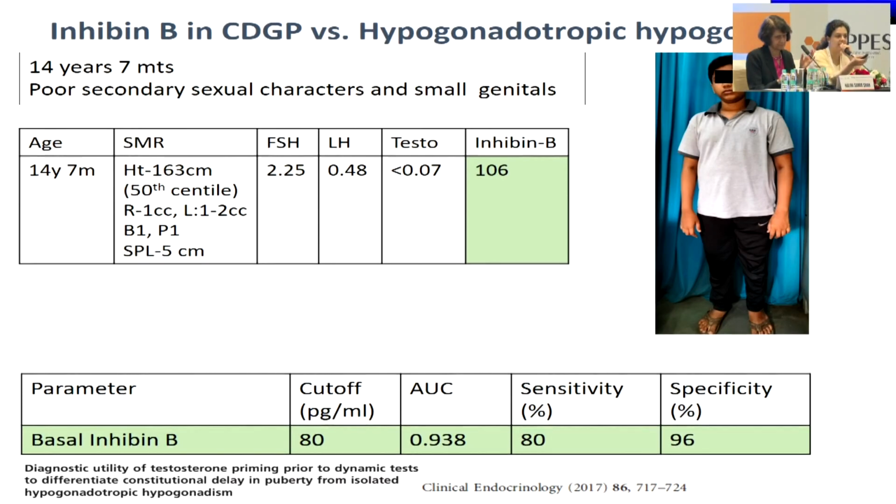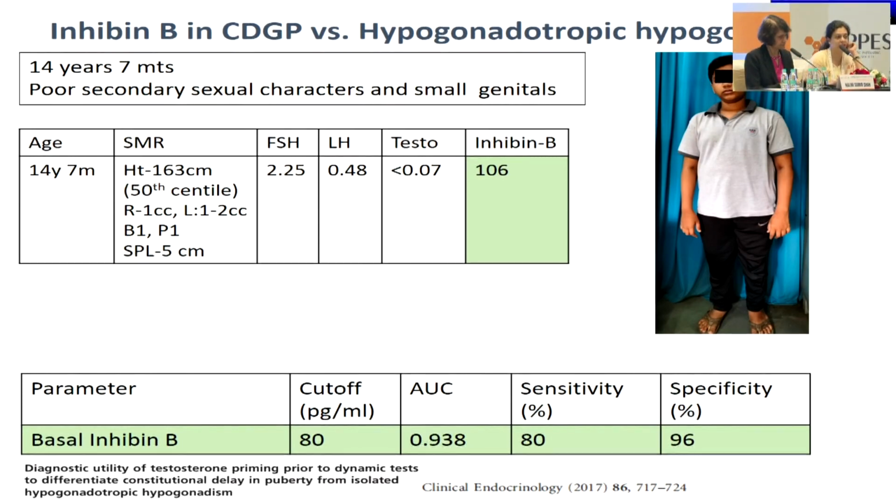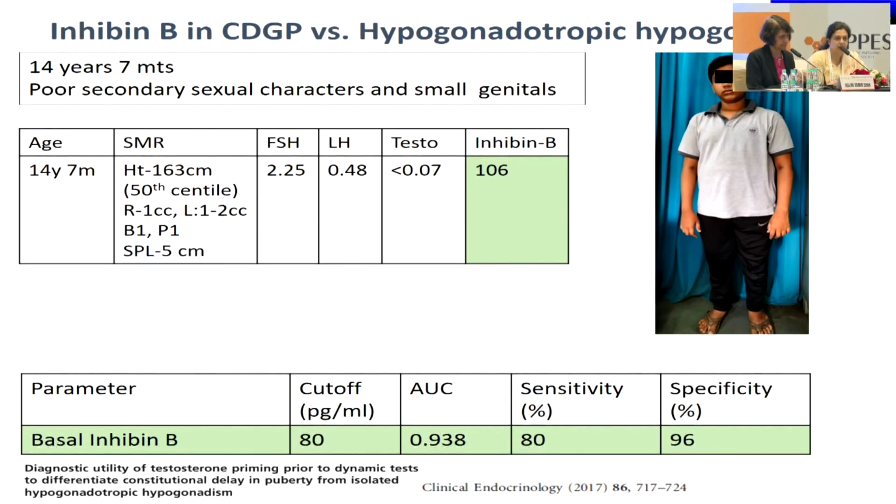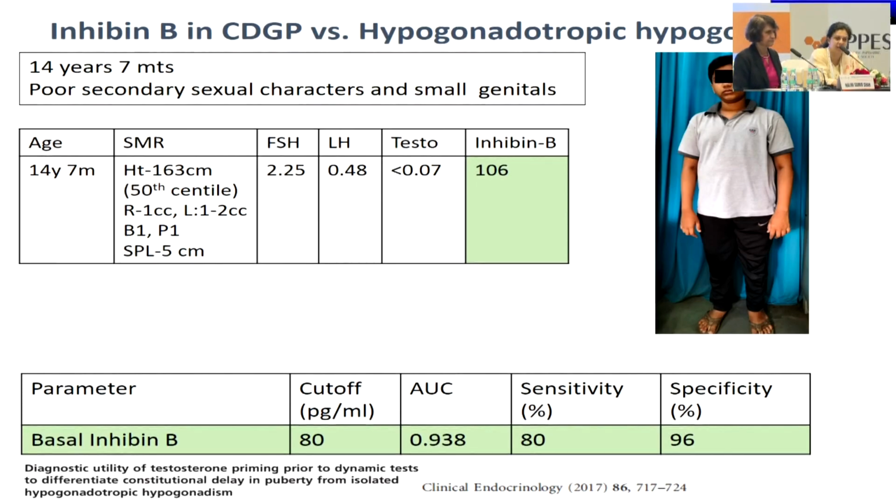So having seen the various tests which we can utilize to differentiate between constitutional delay of growth and puberty versus hypogonadotropic hypogonadism, I would be discussing case scenarios where these tests and cutoffs helped us in making the diagnosis and where they failed us to conclude what the diagnosis of the patient is.